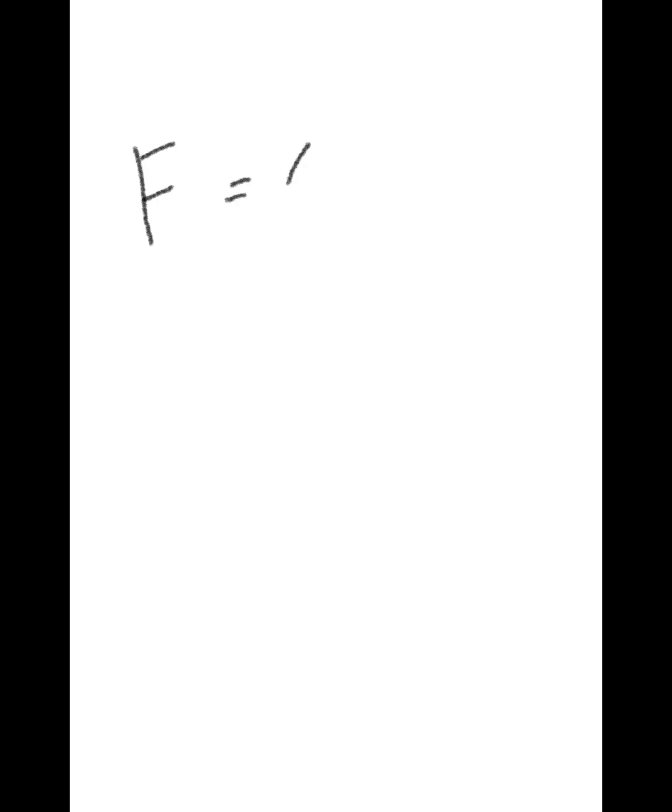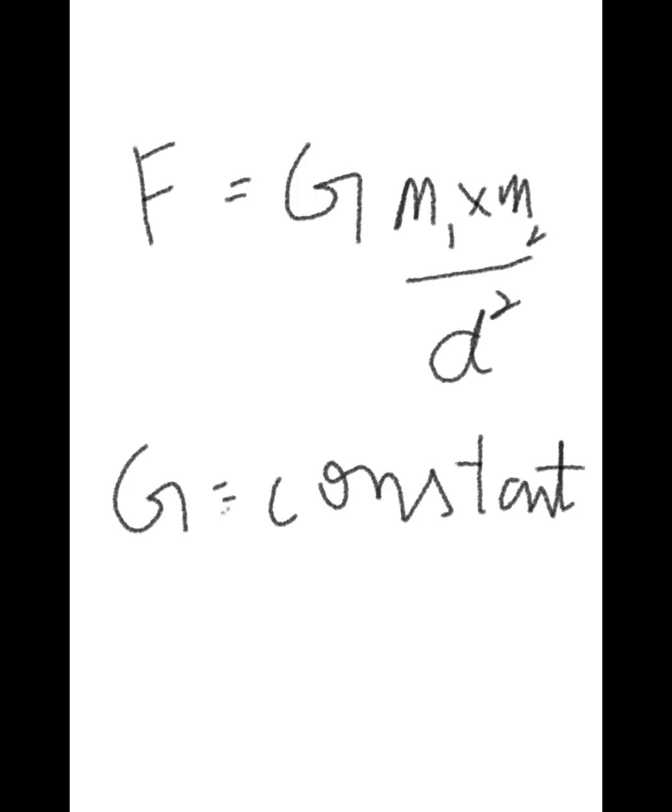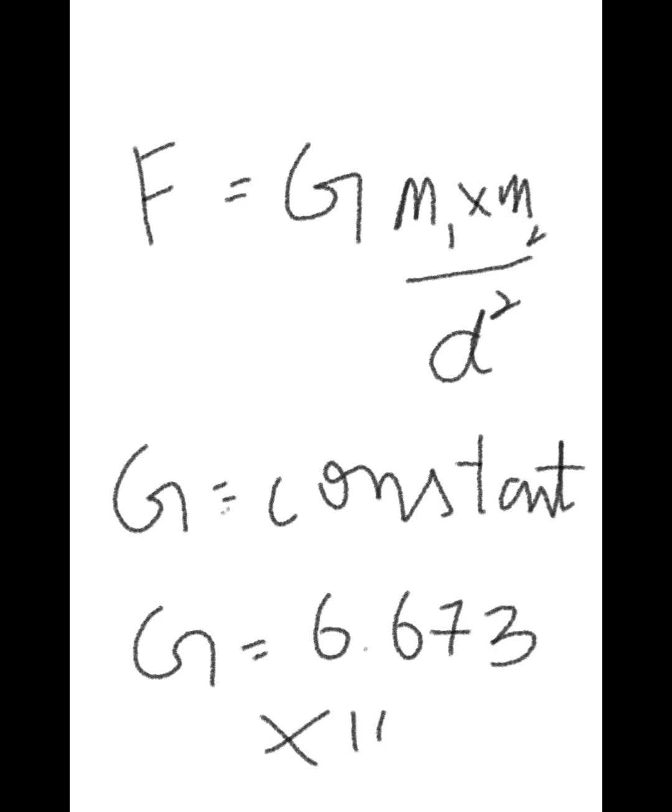So F is equal to G m1 into m2 by d square. This equation is Newton's law of gravitation. Here in this equation, G is the constant of proportionality and is called the universal gravitational constant, and the theoretical value of G is 6.673 into 10 to the power of minus 11 Newton meter square per kg square. So that's all about Newton's law of gravitation.